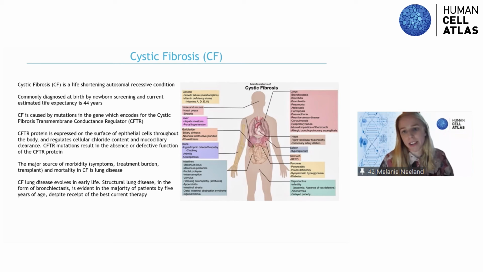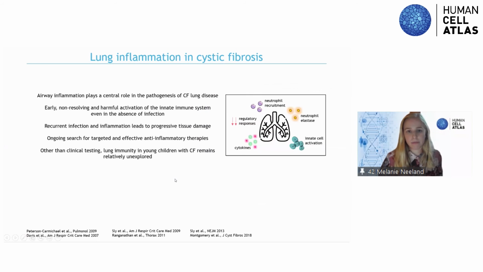However, the major source of morbidity and mortality in CF is lung disease. So we know that CF lung disease evolves early in life, with structural lung disease in the form of bronchiectasis evident in the majority of patients by 5 years of age. We also know that airway inflammation plays a key role in driving this CF lung disease, and it's characterized by early non-resolving and harmful activation of the innate immune system that is seen even in the absence of infection. And it is this baseline pro-inflammatory state combined with recurrent infections that we see in children with CF that leads to progressive lung damage. And so for this reason, there is an ongoing search for targeted and effective anti-inflammatory therapies.